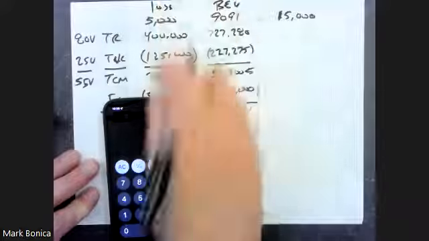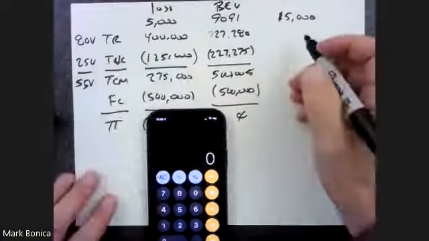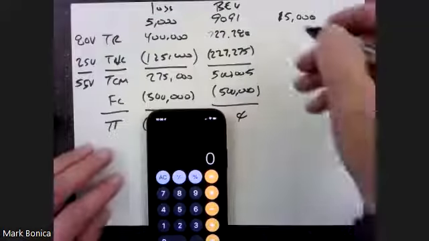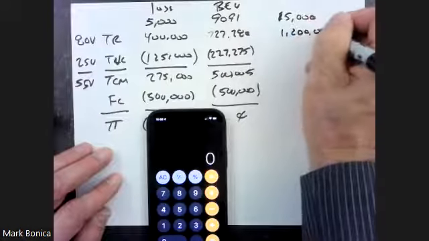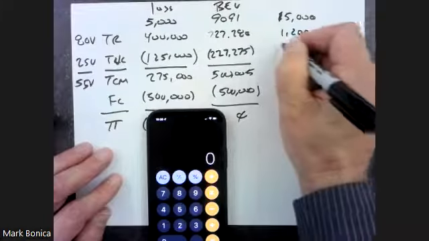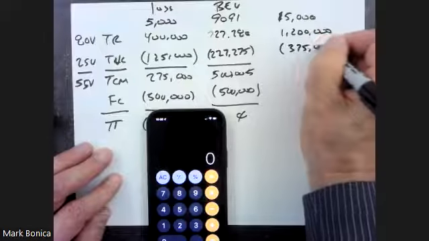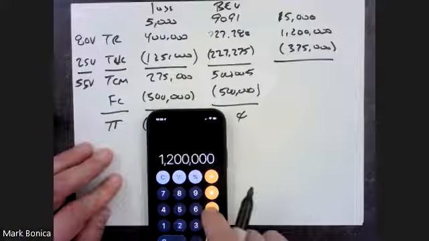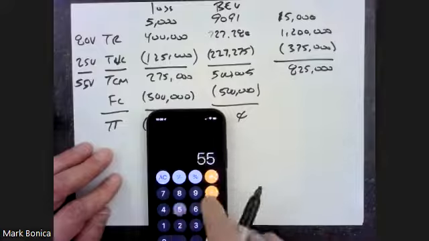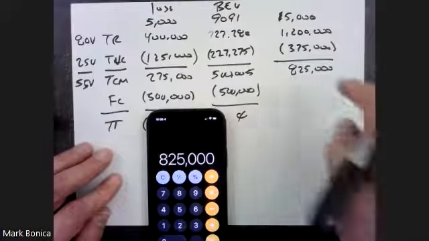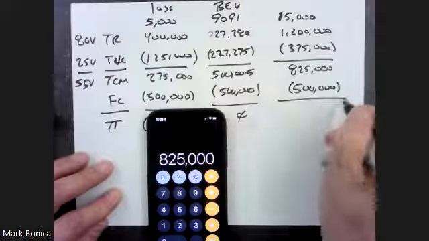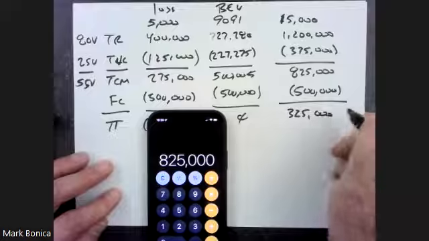So this is loss. How do we do at 15,000? What's total revenue? Who's got it? Emma. And total variable cost. So 1.2 million minus 375 gives us 825. And if I instead did 55 times 15,000, I also get 825, right? Minus 500,000, because our fixed cost is fixed. It doesn't change. Gives us a profit of 325.